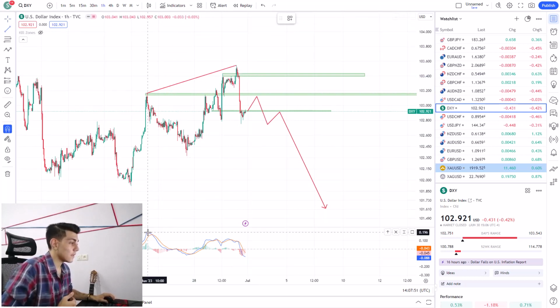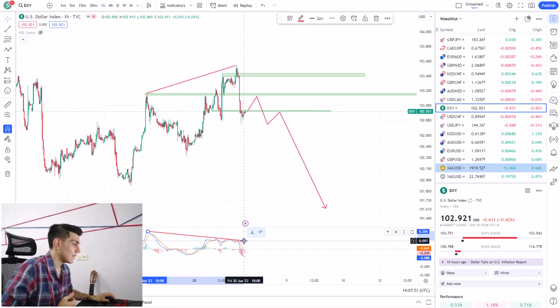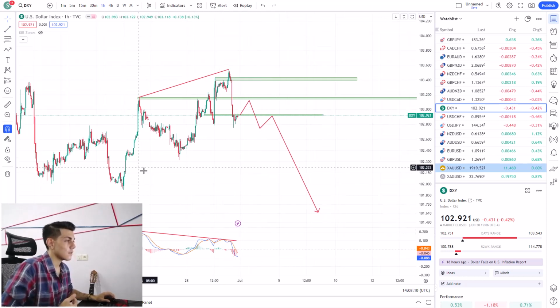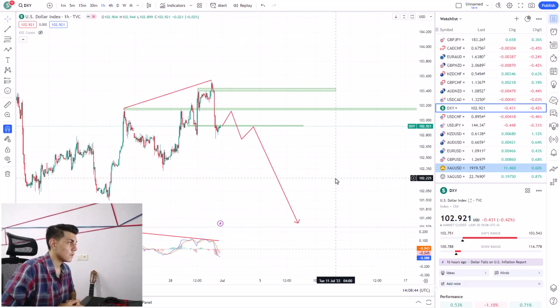And that sign is a divergence between the MACD and the price of DXY. As you can see, the DXY has formed a higher high, but the MACD has formed a lower low. So this will help the bearish momentum of DXY and can help it to move more to the downside.